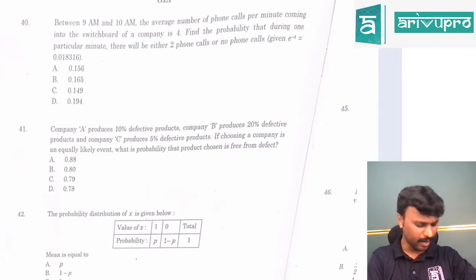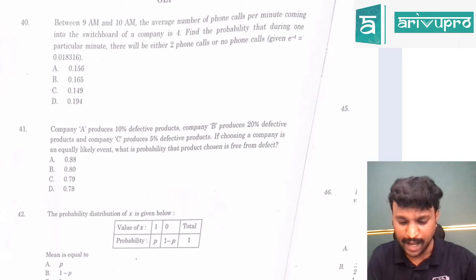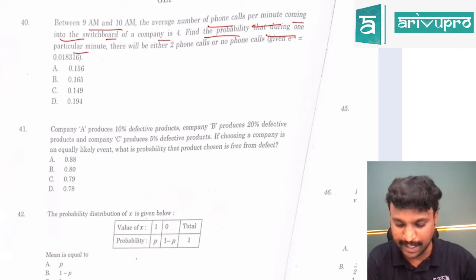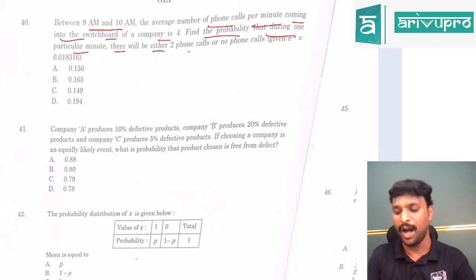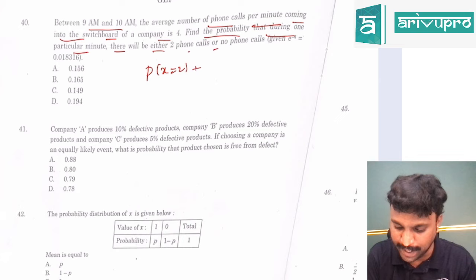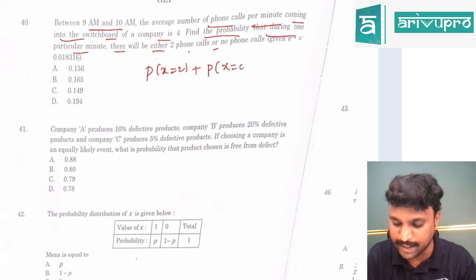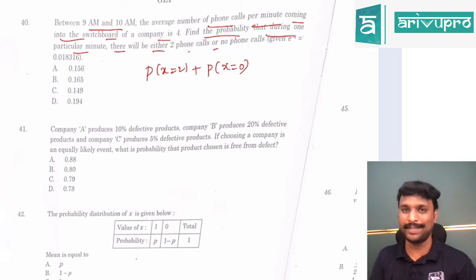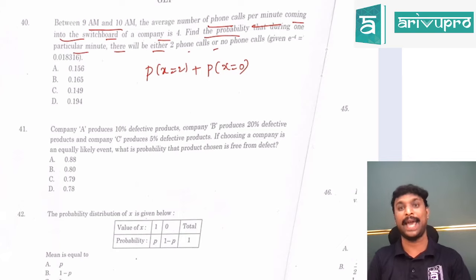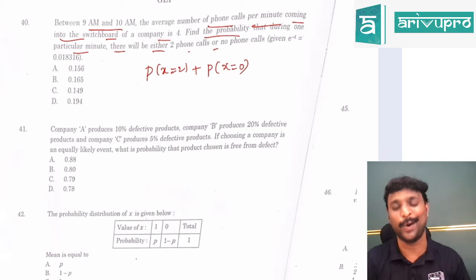Question number 40. Between 9 a.m. and 10 a.m., the average number of phone calls per minute coming into the switchboard of a company is 4. Find the probability that during a particular time there will be either 2 phone calls or no phone calls. That means probability of x equal to 2, or means what? Plus probability of no phone calls, means x equal to 0. Guys, if you look at the data, what is given? E power minus m value. It's a Poisson's distribution only, right?